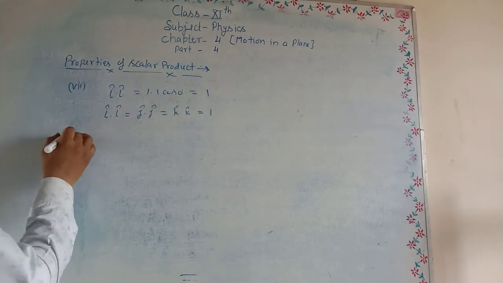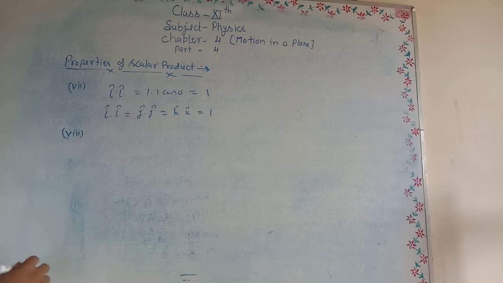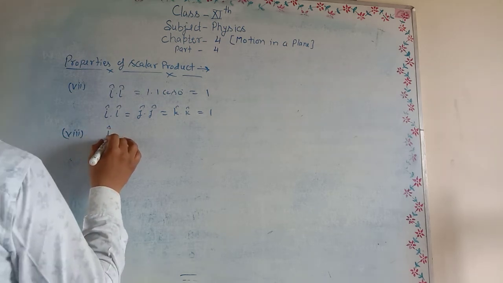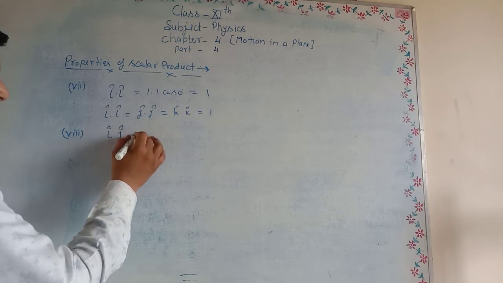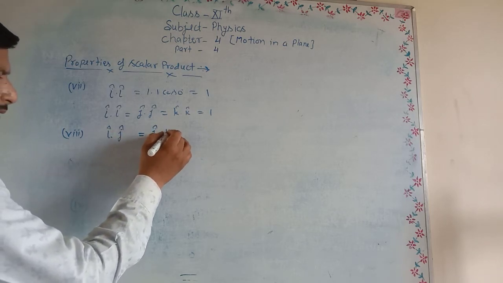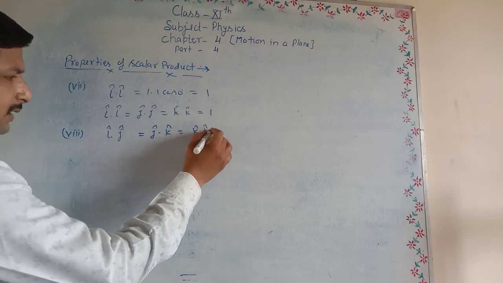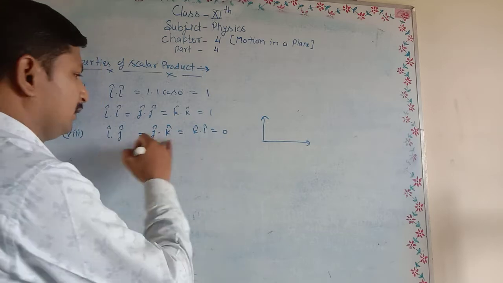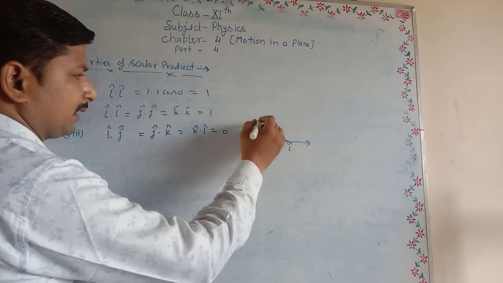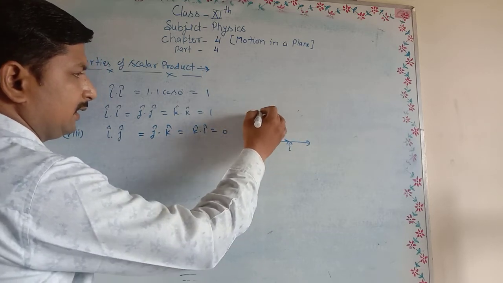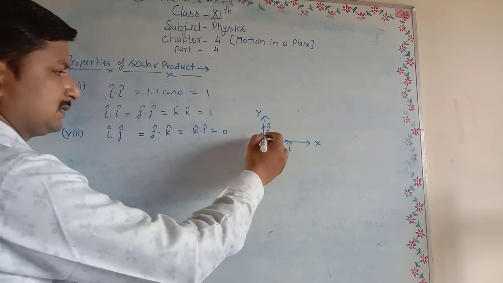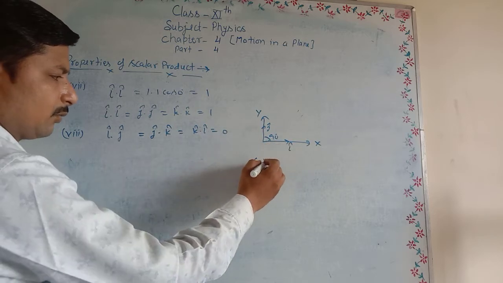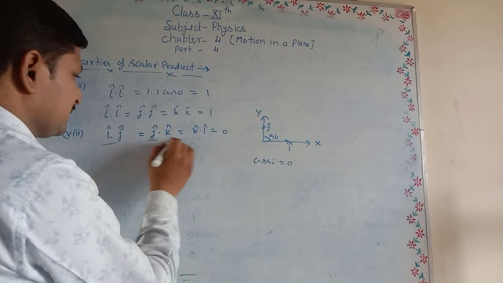Property number 8: i dot j is equal to j dot k is equal to k dot i is equal to 0. Dear student, this is the form of i unit vector and j unit vector in the direction of the y axis and the x axis. The angle between them is 90 degrees, then the value of cos 90 will be 0, so it is 0.